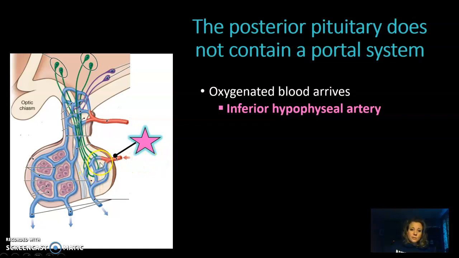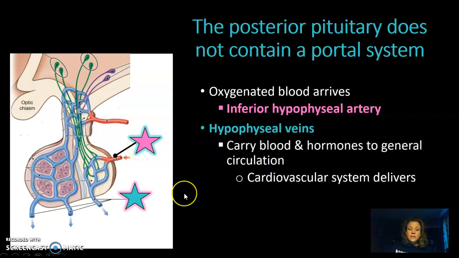Oxygenated blood is entering the posterior pituitary gland through the inferior hypophyseal artery, and then deoxygenated blood that's laden with hormones is leaving through the hypophyseal veins. And those are going to take blood away from both the posterior pituitary gland and also from the anterior pituitary gland. All of that blood laden with hormones is going to enter into the general circulation and it's pumped through the body by the cardiovascular system.